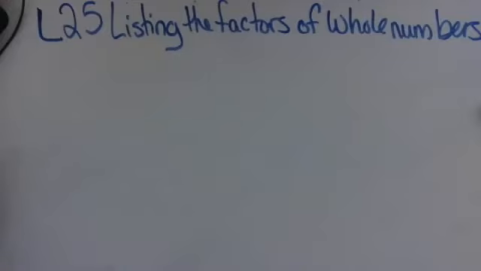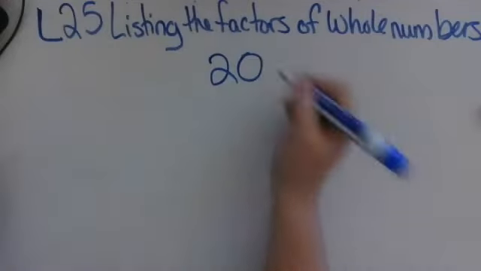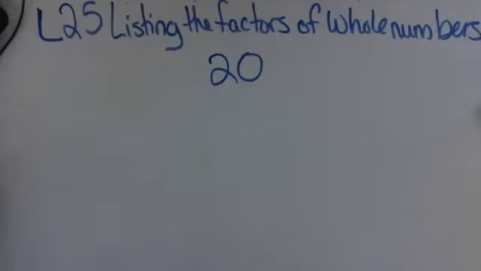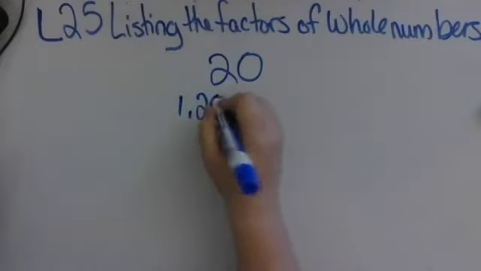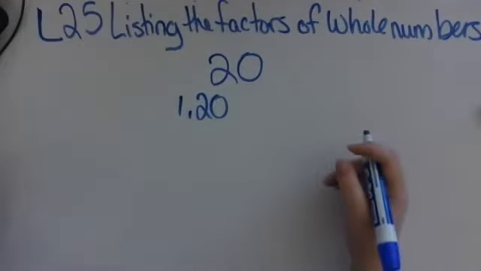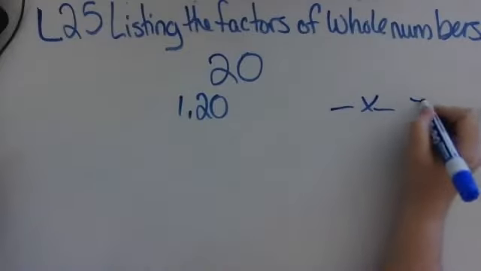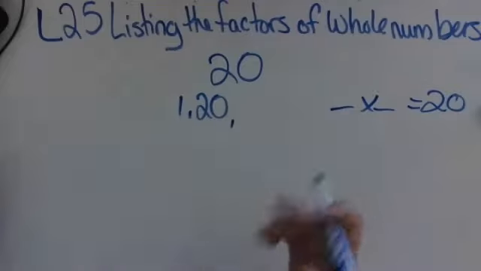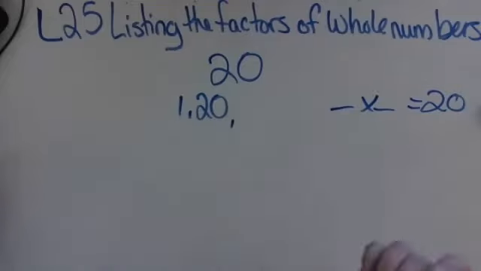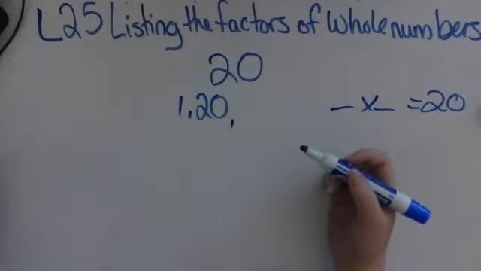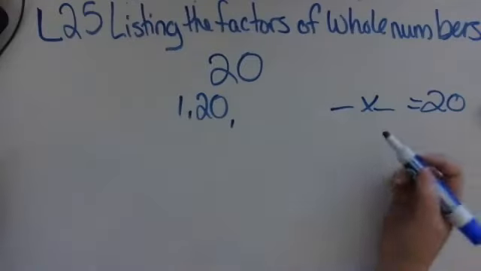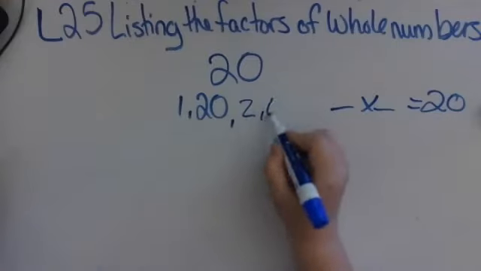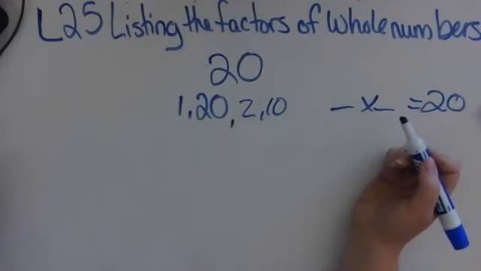Okay, let's look at another one. So let's say list the factors of 20. Now remember, the first one you can do is 1 and the number itself. After that, I'm looking for two numbers that times together to make 20. You can use a multiplication chart, or like me, you can just do it from your head. So two numbers I can times together to make 20, I could times 2 and 10. So 2 and 10 are factors of 20.